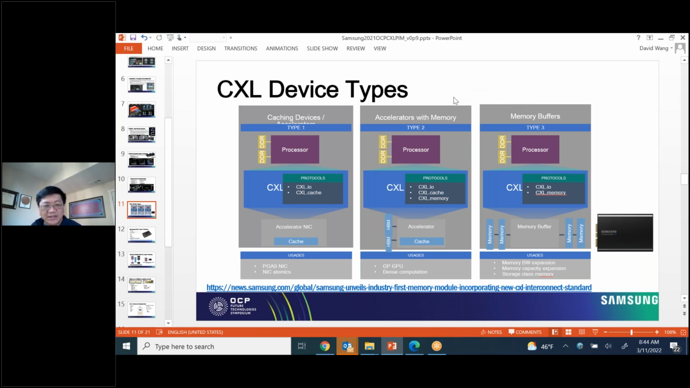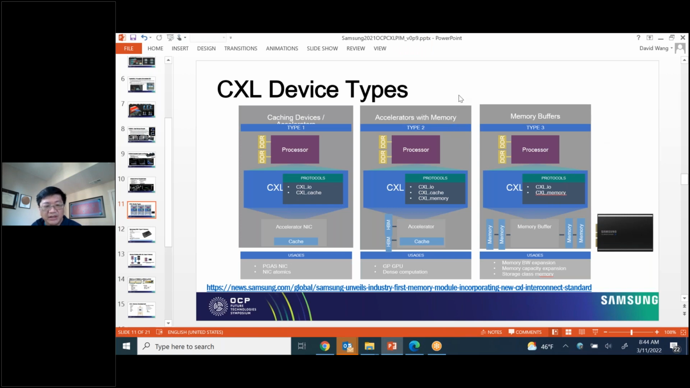The CXL devices, the three devices: type one is basically your accelerator device without memory. Type two is sort of your accelerator device with memory. Type three is just the memory device, if you will, right? So Samsung has already announced that we're working on some type three memory devices to provide the memory expander, if you will, for the CXL ecosystem.